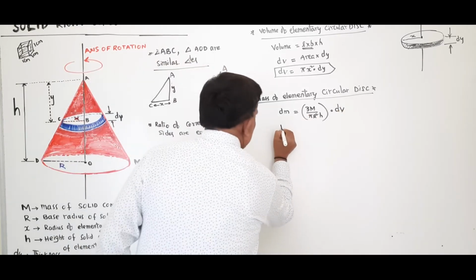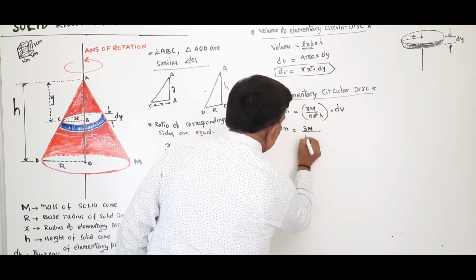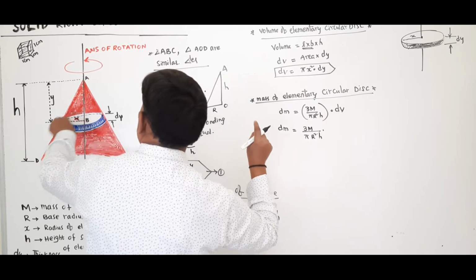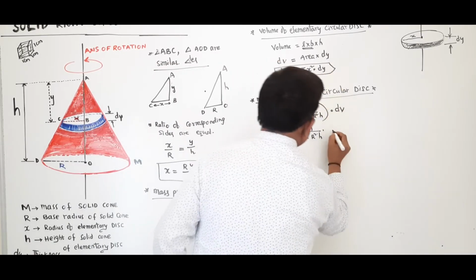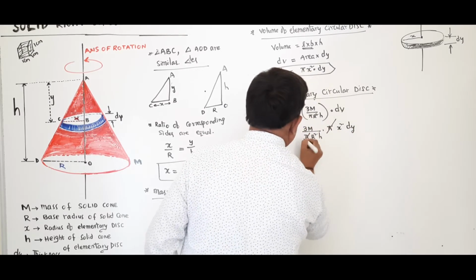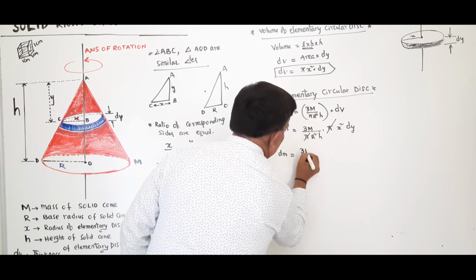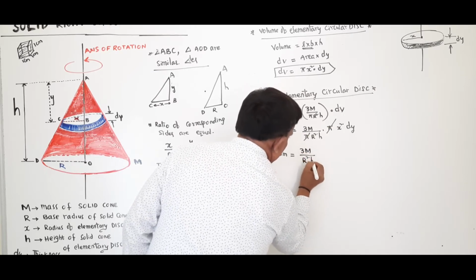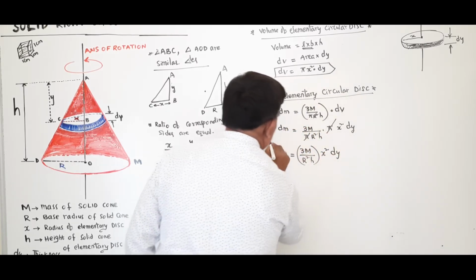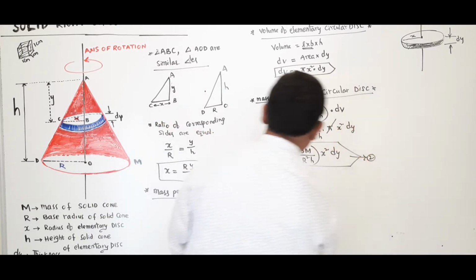Mass of elementary circular disk is equal to 3m by pi r square h dv. dv means the volume of this elementary circular disk, pi x square dy. Pi gets cancelled. dm is equal to 3m by r square h into x square dy. Now this is equation number 2.